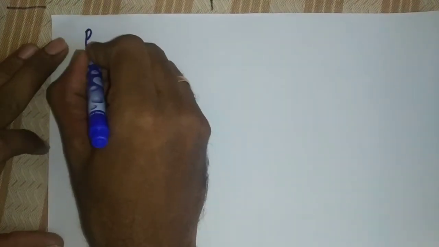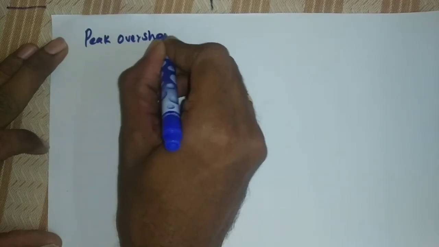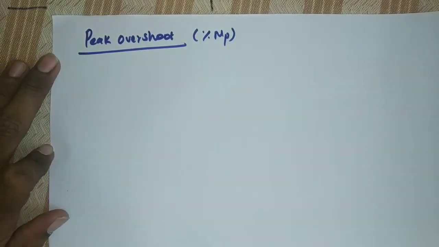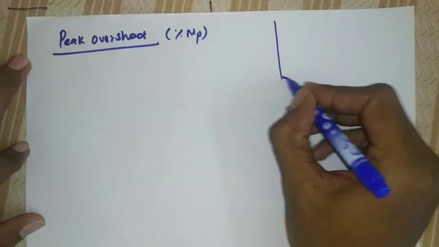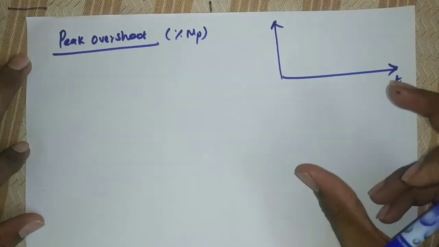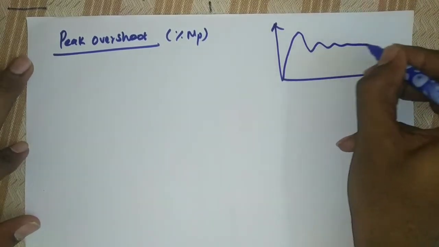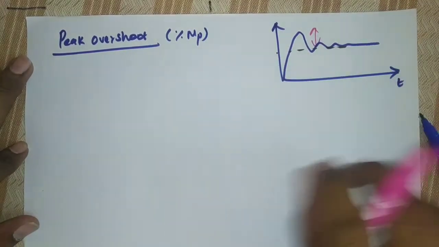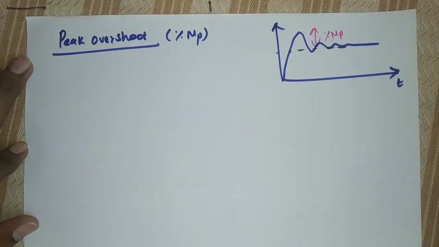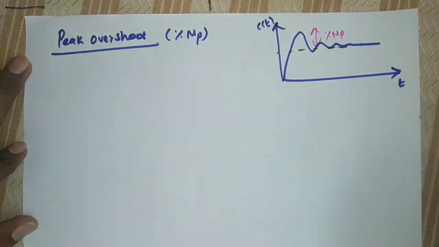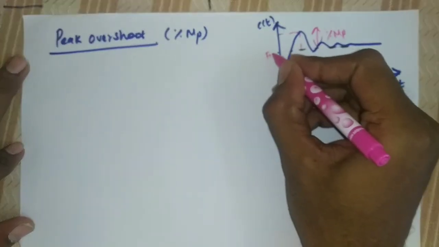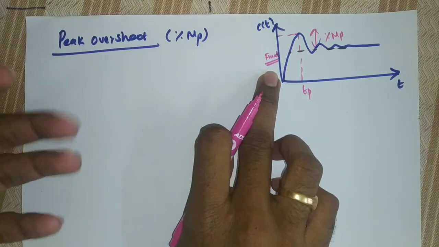Now let's derive the expression for the next time domain specification. This is peak overshoot, percentage MP. We are going to find out the percentile value, which means by how much percentage our response is increased with respect to the final value. So this is percentage MP. This is time, this is c of t that we already know. This is peak time, so this is the peak value. This is the final value, I mean the set point value, what we want to set as final.